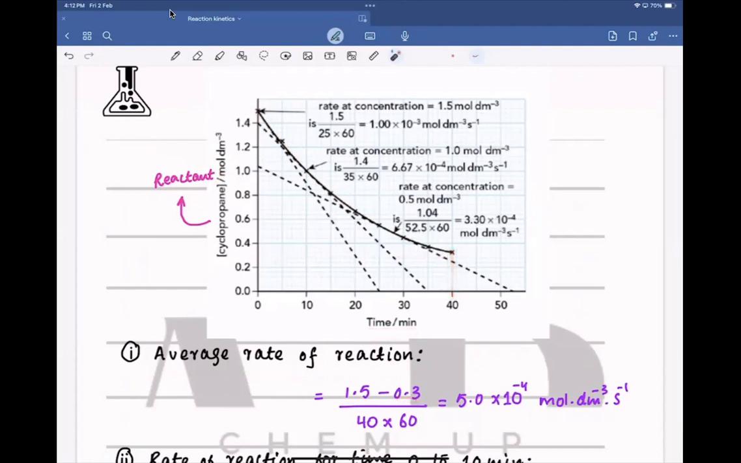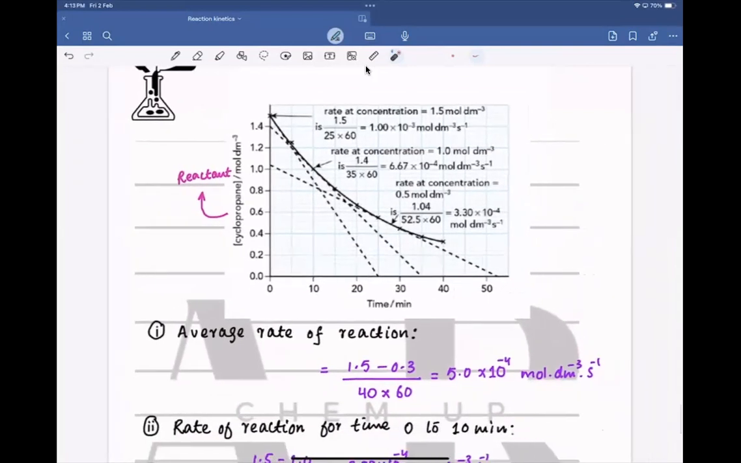So the formula for the rate is change in amount per unit time, right? So we got the change in amount, and the time, 40 minutes, we multiplied by 60 to convert into seconds. As a result, we will get the average rate of this reaction, which means that 5 times 10 to the power minus 4 moles per dm cube is being turned into product per second. Is this understandable to all of you?